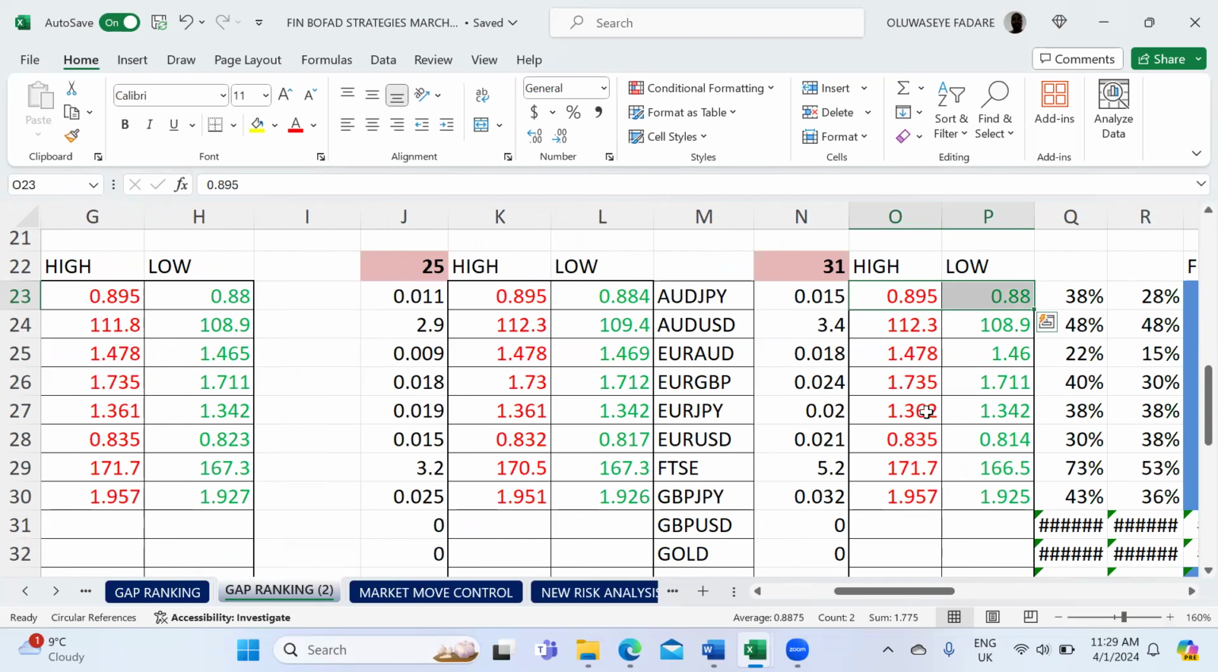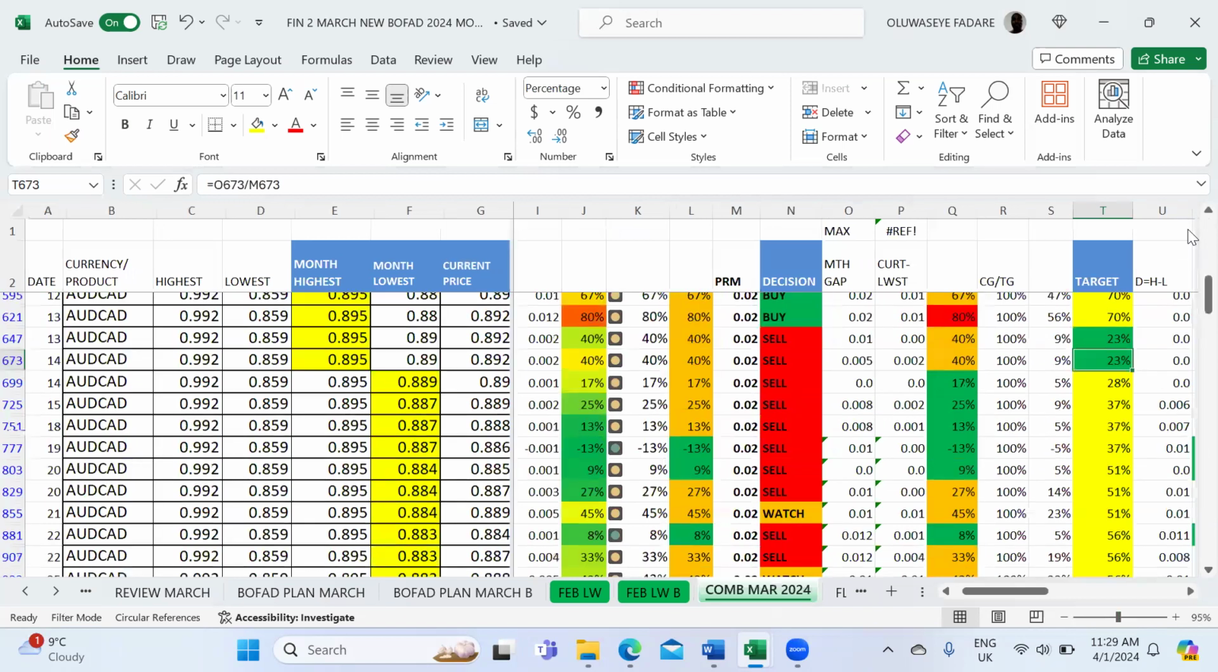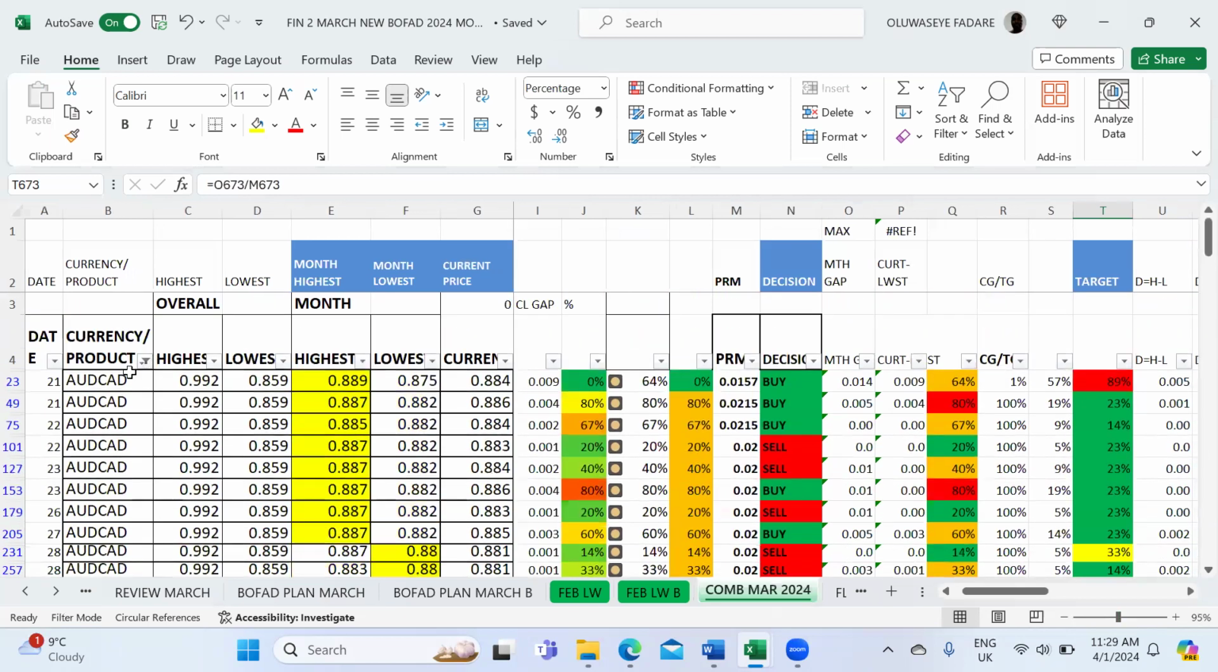Okay. So let's take another second example to understand how that works again. Okay. So let's look at AUDJPY.